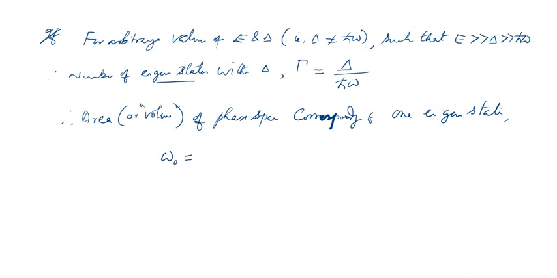Omega 0 will be equal to the total area divided by gamma. Let me call the total area omega prime. The total area corresponding to delta is nothing but 2 pi delta by omega, which we have already seen, divided by the number of eigenstates within this delta, which is already obtained: delta divided by h cross omega.